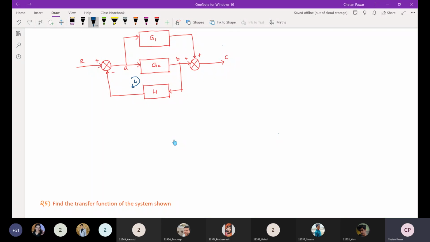So here the signal is starting from this summing junction and is traversing like this. Whatever I am showing, is it visible? Whatever I am denoting, is this cursor visible? Yes, sir.